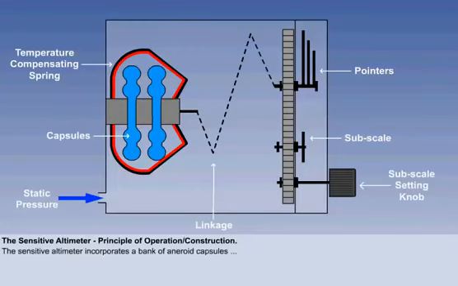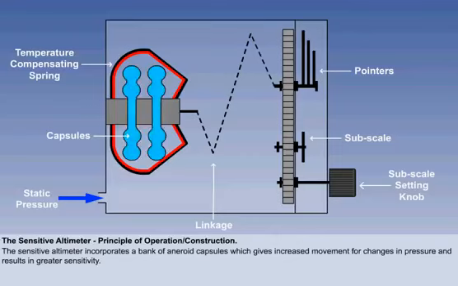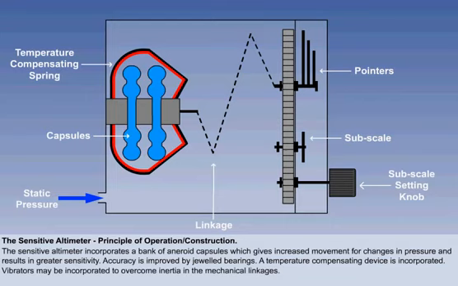The sensitive altimeter uses essentially the same principle of operation as the simple altimeter, but incorporates some additional refinements. The single aneroid capsule of the simple altimeter is replaced with a bank of 2 or sometimes 3 aneroid capsules. We can see 2 capsules represented diagrammatically here. The combination of capsules gives increased movement for changes in pressure, and this makes the instrument more sensitive to small changes in altitude. Accuracy is also improved by the use of jeweled bearings in the mechanical linkages, which reduces friction.